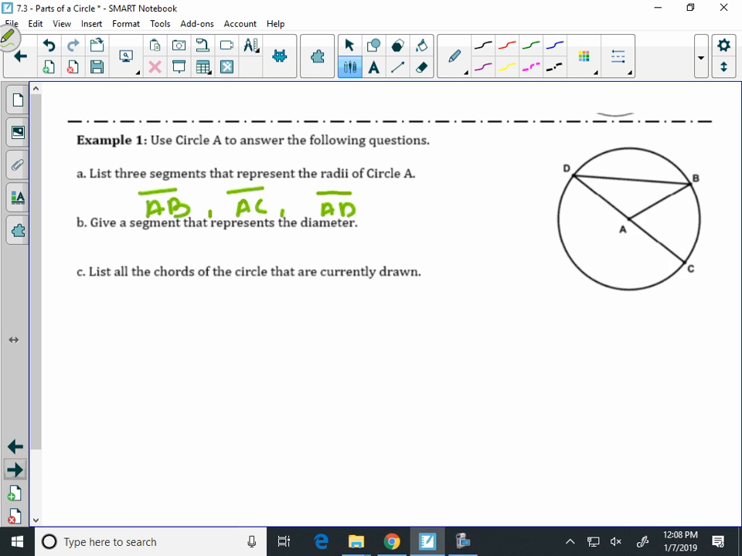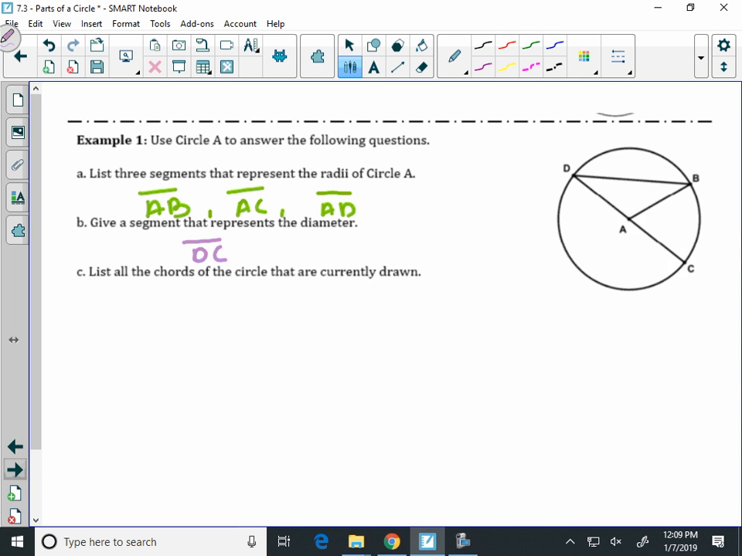Give a segment that represents the diameter. We look at what's the line that's going all the way through the circle and through the center. That is our diameter. It starts at an edge, goes through the center, goes to the other edge, DC.